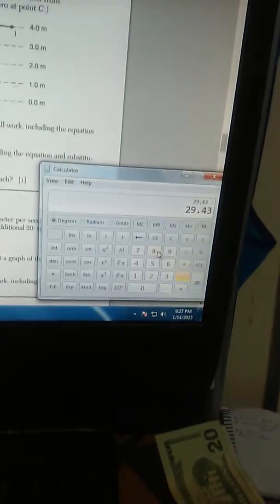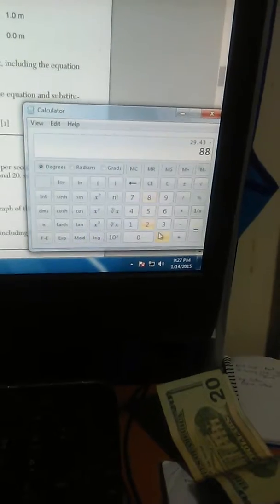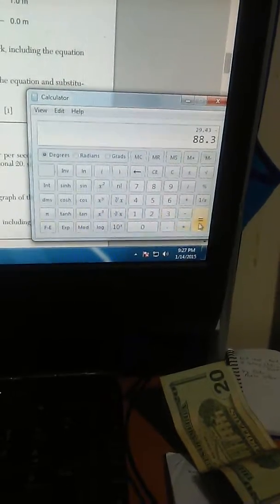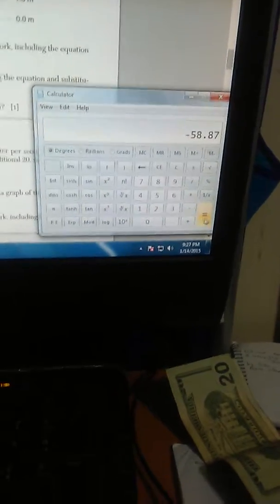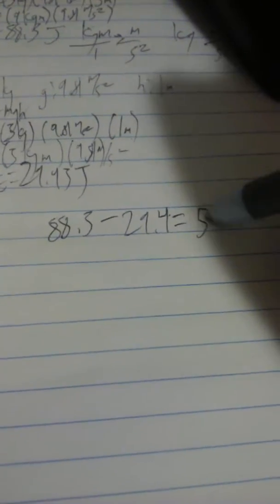Calculator. 88.3 minus 29.4 is 58.9 basically. 58.9 joules. So that's the answer for 62.